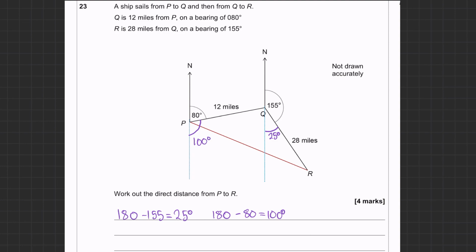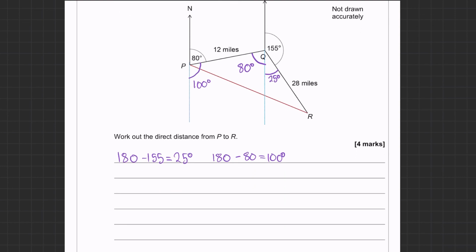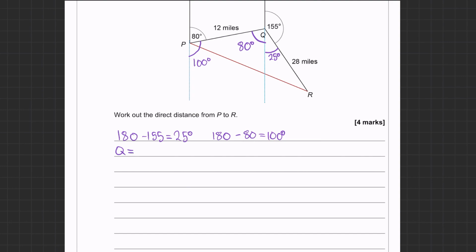What can we do next? Well, we know this line and this line are parallel, so we can use our alternate and corresponding angles. We've got a Z or alternate angle here, so this angle must be 80 degrees. So now we can actually find what Q is. Well, that's really helpful because Q is 80 plus 25, which equals 105 degrees. And actually, Q's the really important one we needed to know.